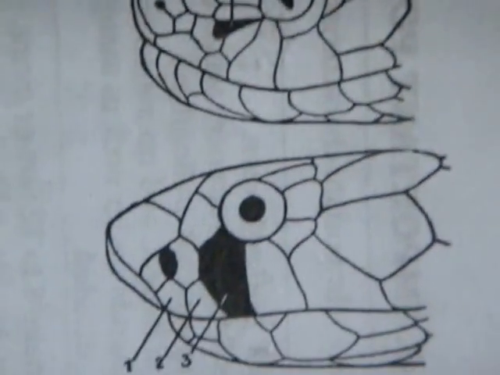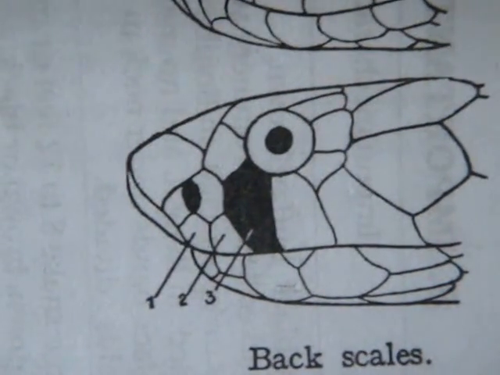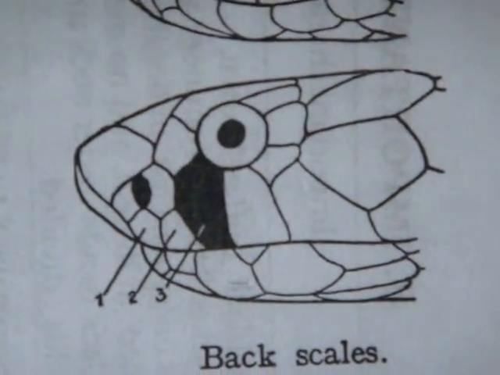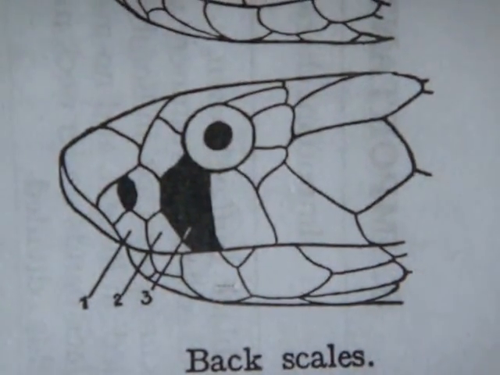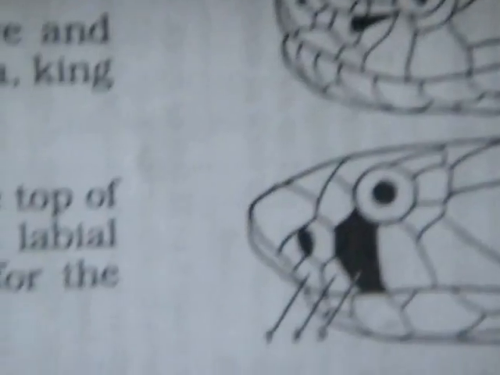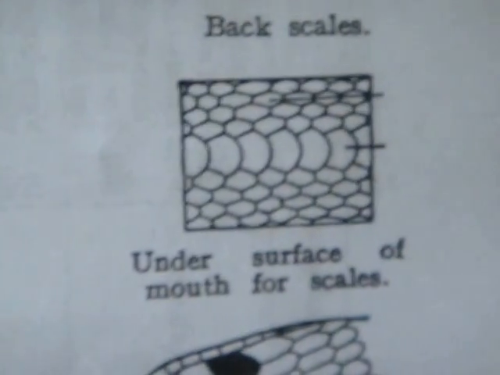Or there are three scales and the third, being the largest, touches the eyes on one side and the nose on the other side, like in this picture, again it is a poisonous snake. But if these two features are not there, then go to the next step. You look at the back scales.